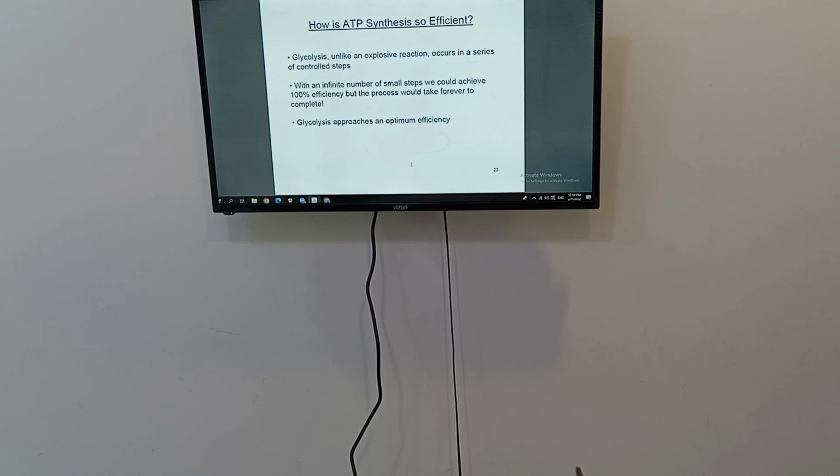How is ATP synthesis so efficient? Glycolysis, unlike an explosive reaction, occurs in a series of controlled steps.